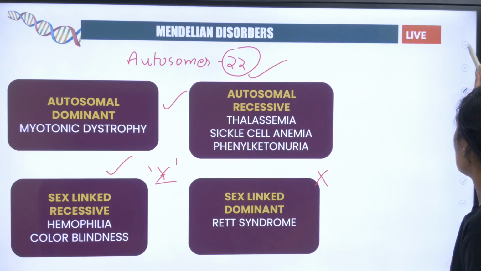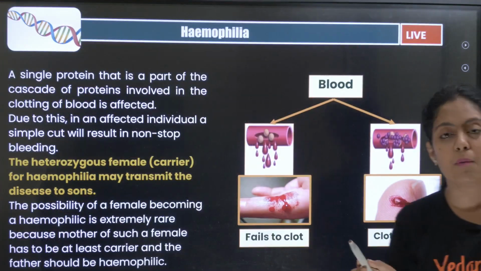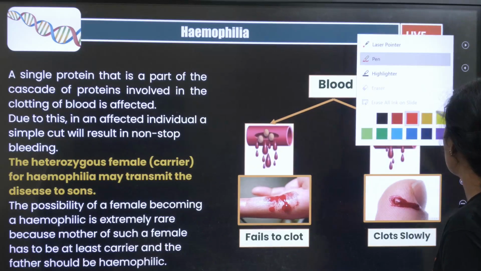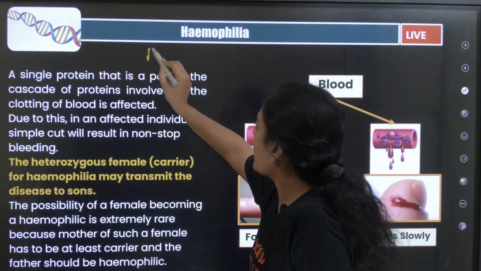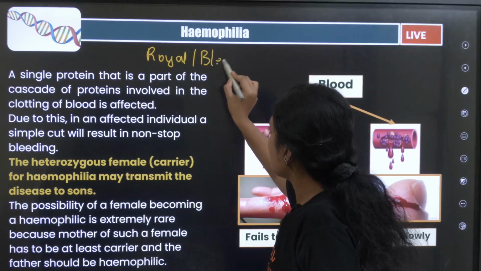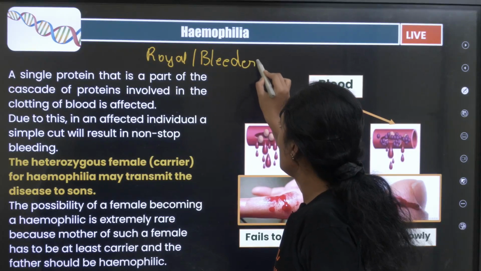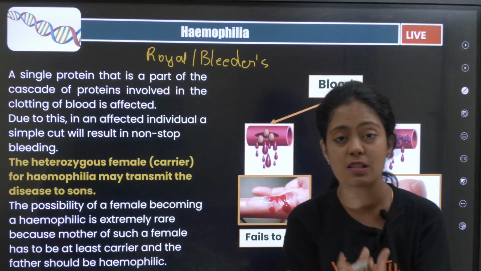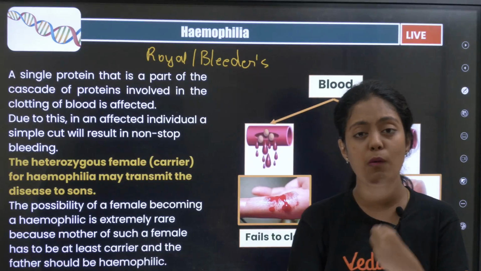So let's go into the session. First we are going to see hemophilia. This hemophilia, we call it the royal disease, or we call it bleeder's disease. First let's understand the inheritance pattern. So how is this X chromosome carrying this particular hemophilic gene?